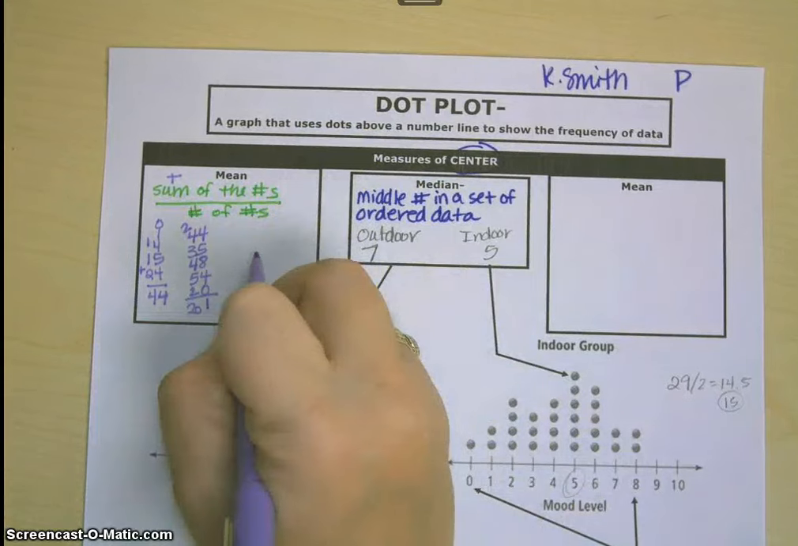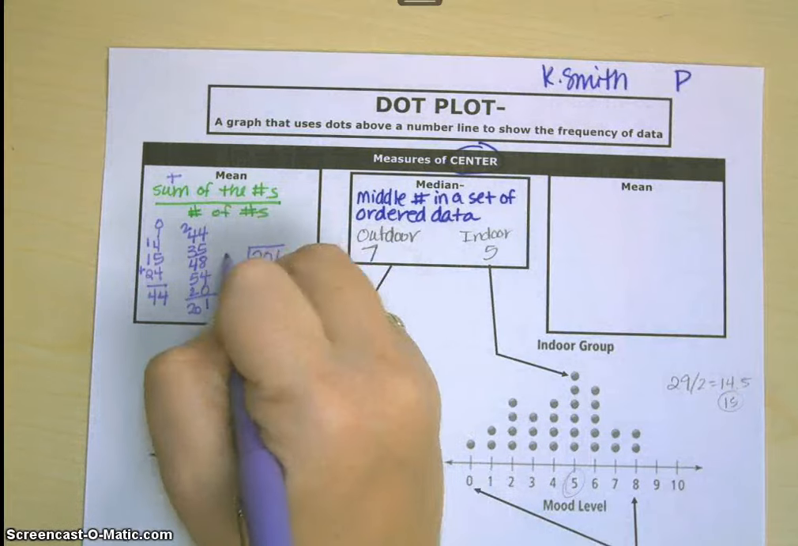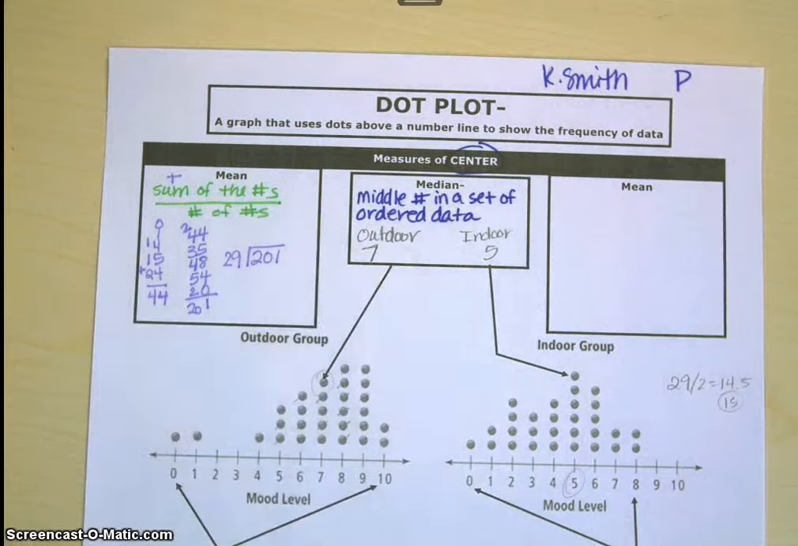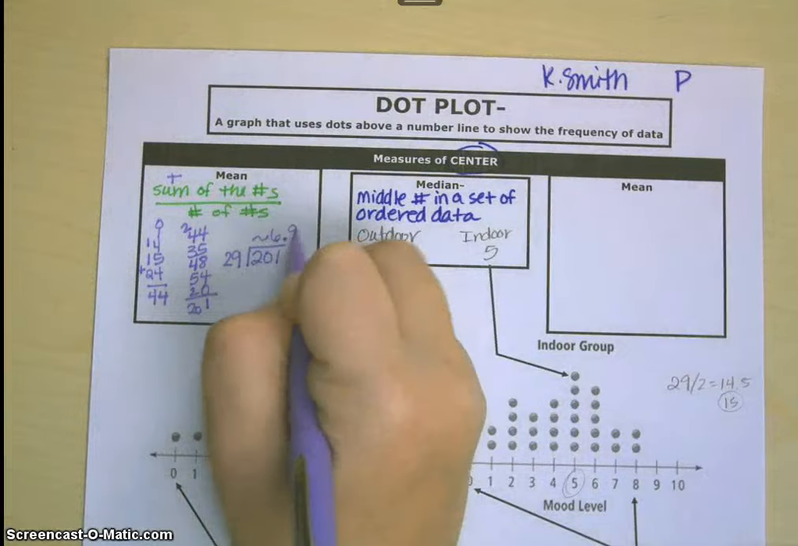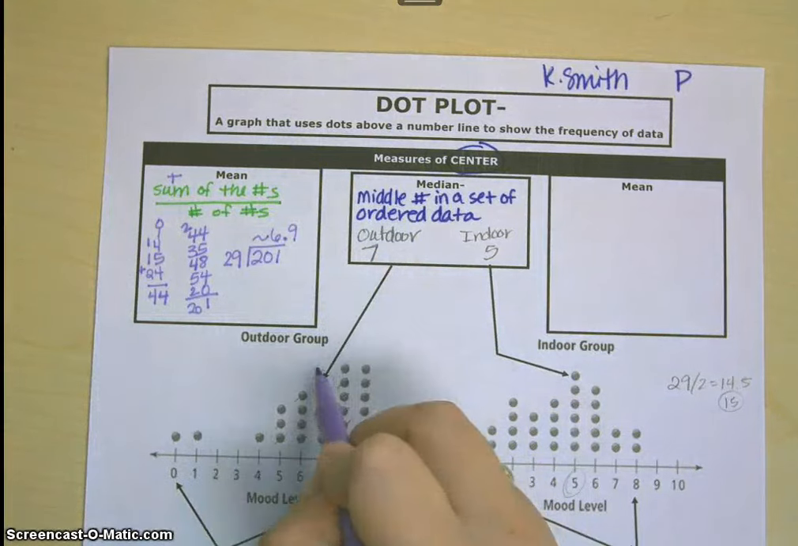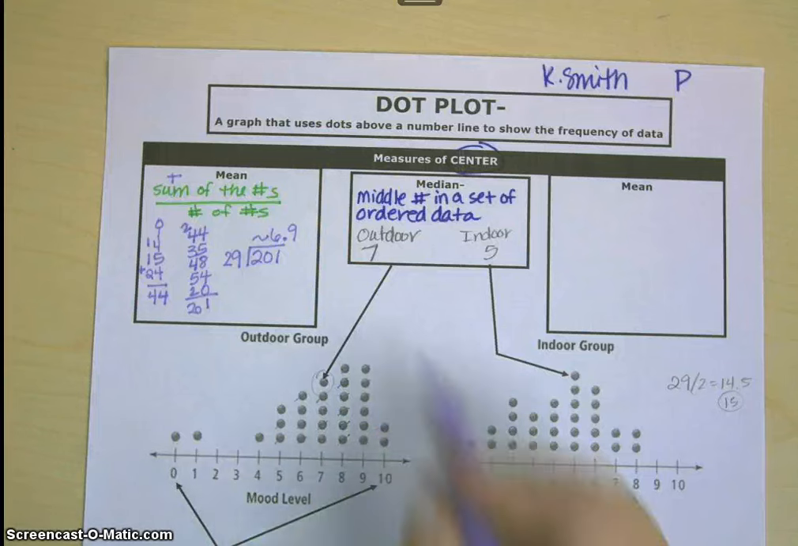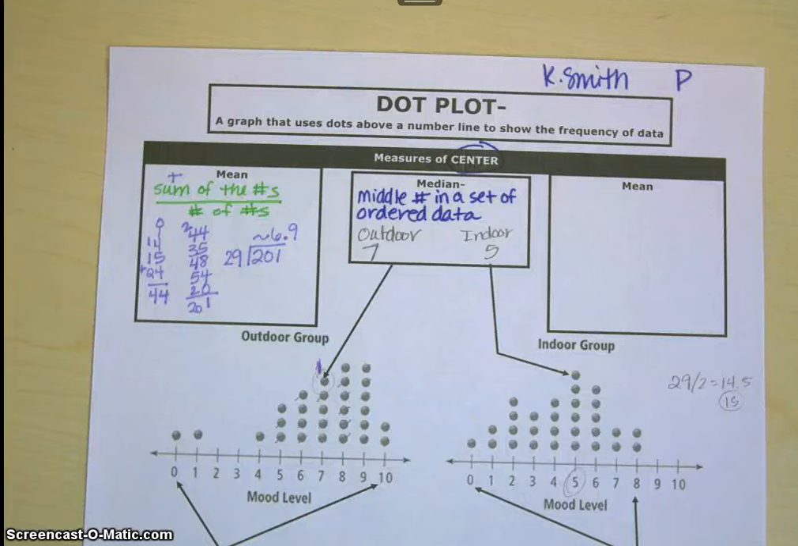So we have 201 divided by 29, the total number of numbers. To save us some time and energy, I'm going to use the calculator. It's approximately 6 and 9/10. There's some more that go after it, but approximately 6 and 9/10. So the mean is somewhere close to here too. Our mean and median are very close in this case.